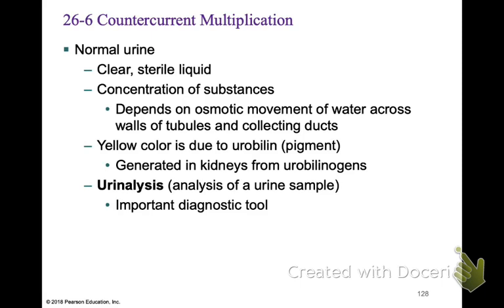The color of it, the yellow color, is due to the pigment urobilin. And urobilin is actually a derivative of the bilirubin that was a breakdown product of hemoglobin. Some of that bilirubin that you secrete in bile does get reabsorbed, and if it gets into the kidneys, it gets converted to urobilin, which is sometimes called urochrome, the pigment of the urine. And it comes from urobilinogens, which are derived from the bilirubin in the intestine.